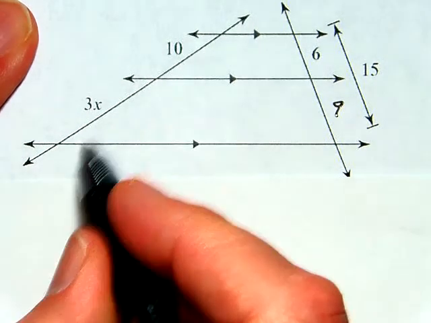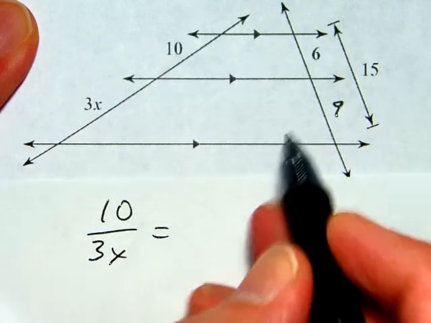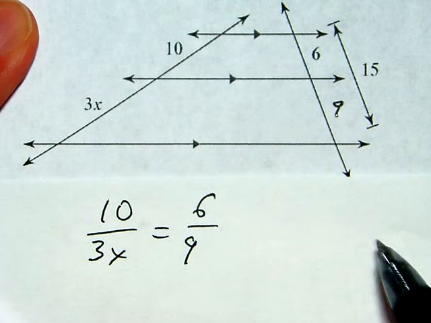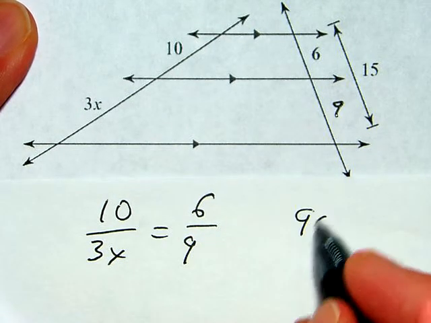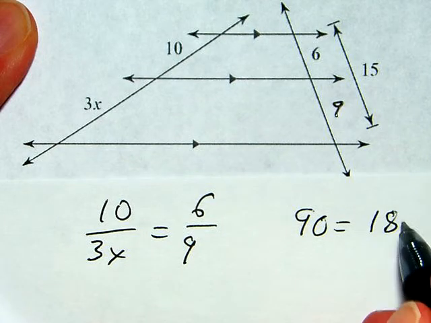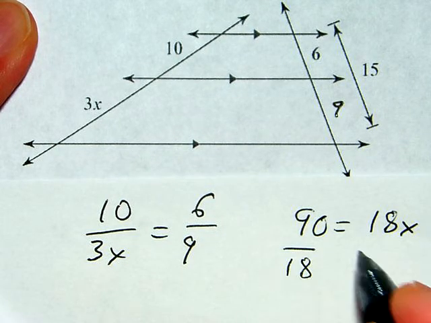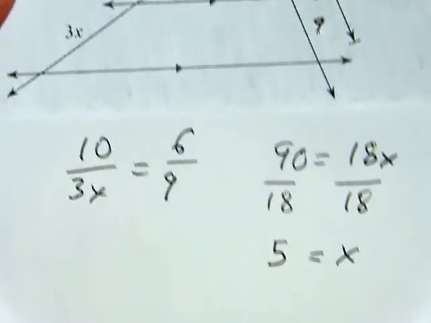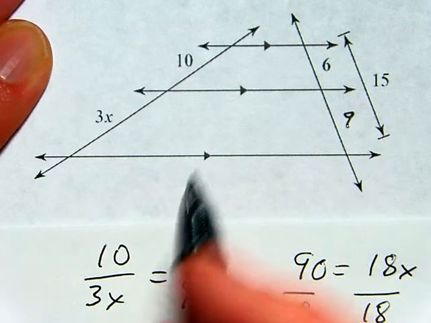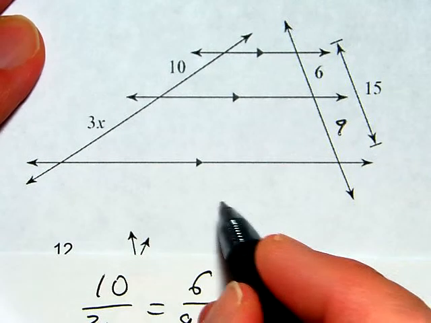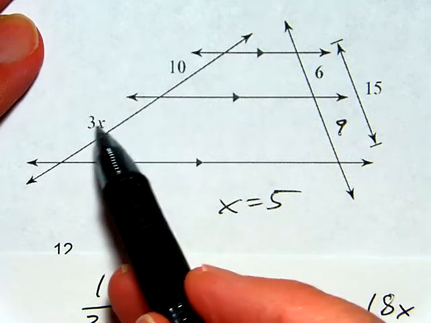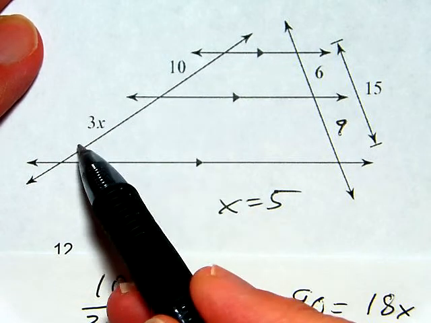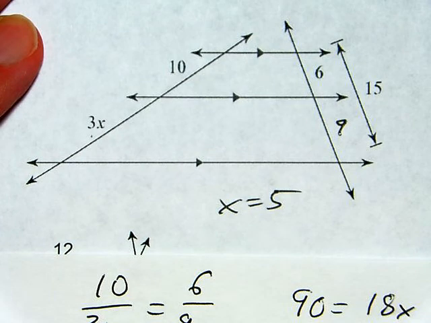So we know that 10 is to 3x, as 6 is to 9. And we can cross multiply, giving us 90 equals 18x. And if we divide both sides by 18, we find that x is equal to 5. Okay, so x equals 5. And to double check, let's put x equals 5 in here. That would make 3x equals 15. By the way, I'll write down x equals 5 here. 3 times 5 is 15. 10 to 15 is again 2 to 3. And 6 to 9 again is in the ratio of 2 to 3. So x equals 5 is correct.